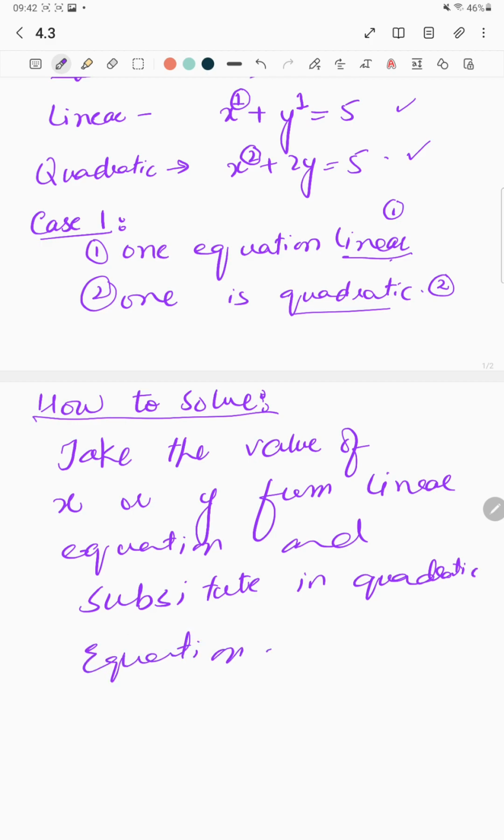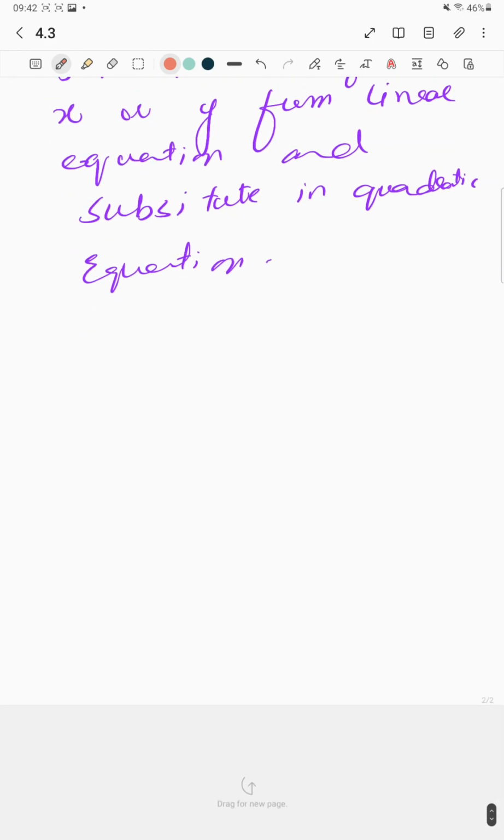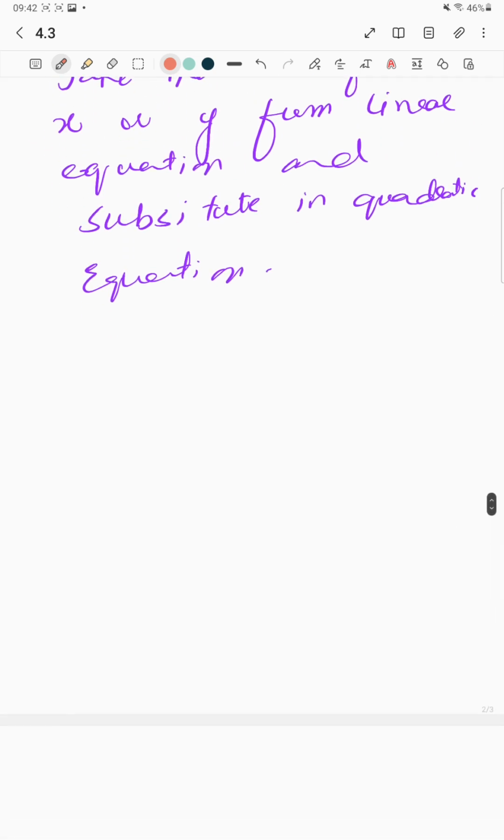So we will take the value of either x or y from the linear equation. For example, this is our linear equation, so I will take the value of x, which is equal to y minus 5, and I will substitute this value in the quadratic equation. This is the way in which we solve when we have two equations, one linear and one quadratic.